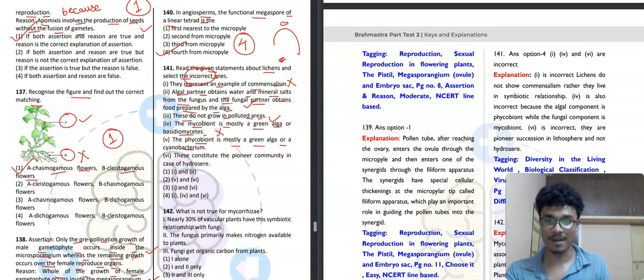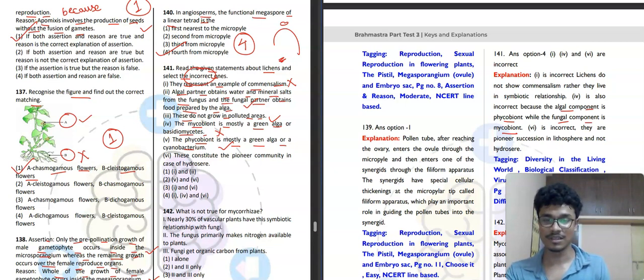Now the next one is: the phycobiont is mostly a green alga or a cyanobacterium. It is absolutely correct, because the algal component is the phycobiont. We also get confused sometimes, but it's okay. The fungal component is the mycobiont. That's why this is correct.